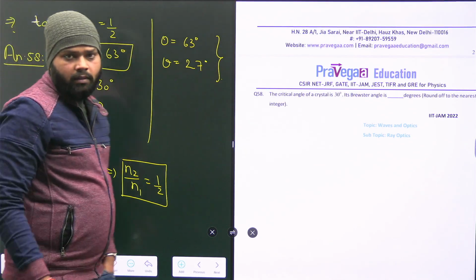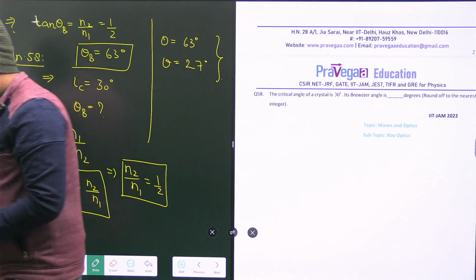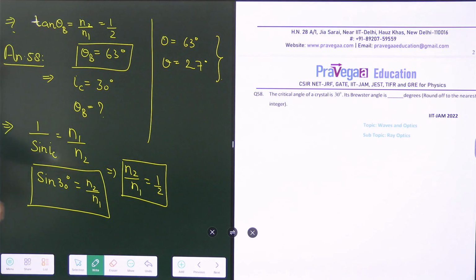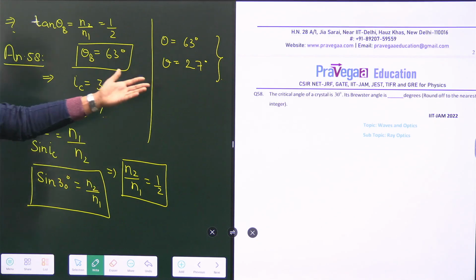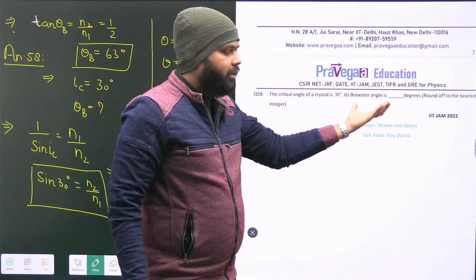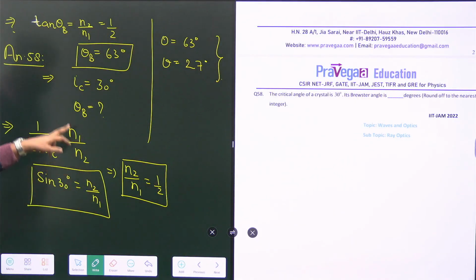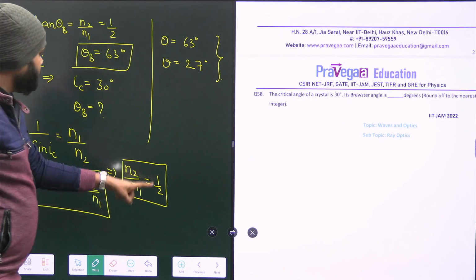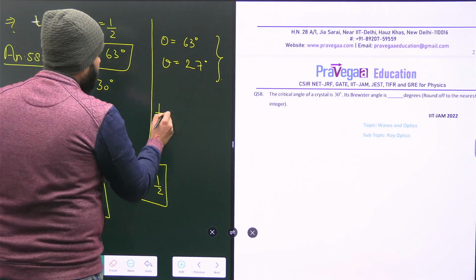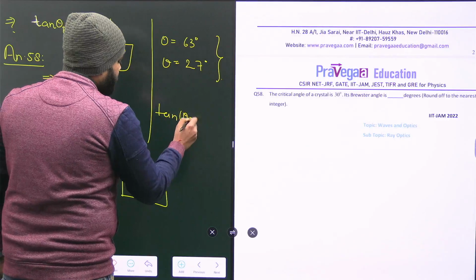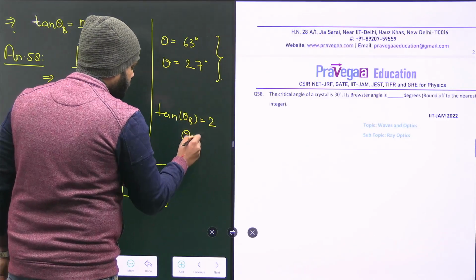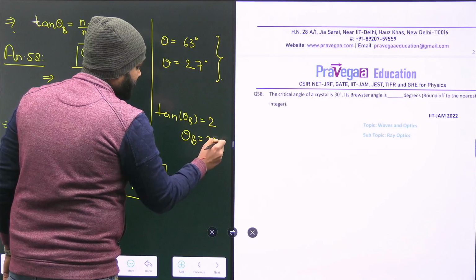But if another student says, okay, I am taking N2 as the rarer and N1 as the denser medium, because there is no description regarding the medium, then N1 by N2 is 1 by 2, and tan theta b will become 2. So from here, theta b will be 27 degrees.